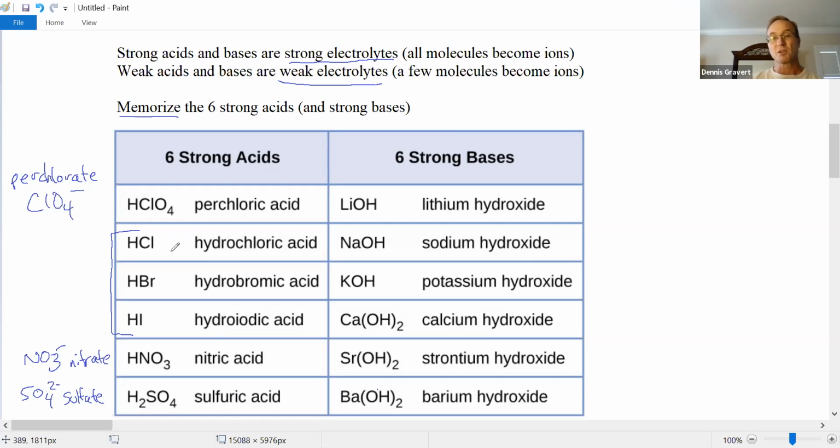Okay, so it is important to memorize these 6 strong acids. And for me, remember it's the halides for 3 of them: chlorine, bromine, iodine. And then you have to kind of remember, okay, what's the other 3? Perchloric acid, nitric acid, sulfuric acid.